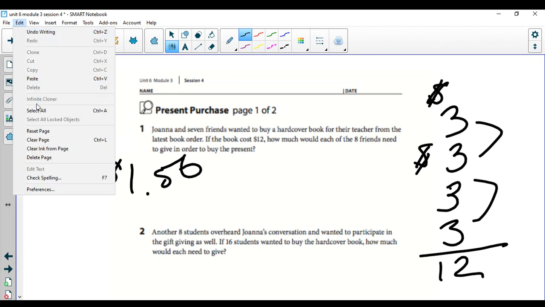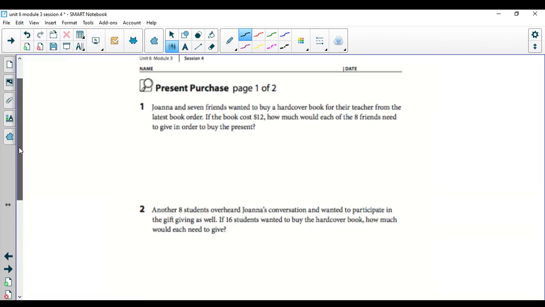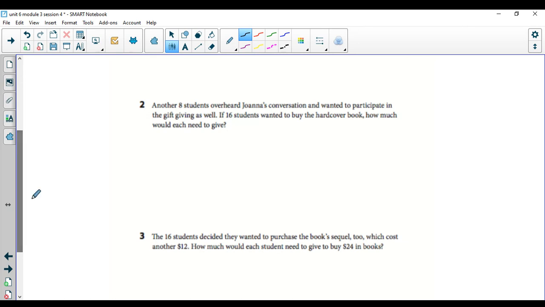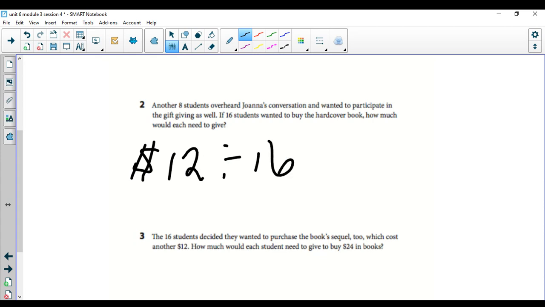Let's get rid of this ink. Going down to number 2. This will be the last one I do on this page. Another 8 students overheard Joanna's conversation. Look at, they want to get involved and wanted to participate in the gift giving as well. If 16 students wanted to buy the hardcover book, how much would each need to get? Look at this teamwork. Okay, so now we have $12, same $12. Instead of dividing it by 8 people, we're going to do 16.